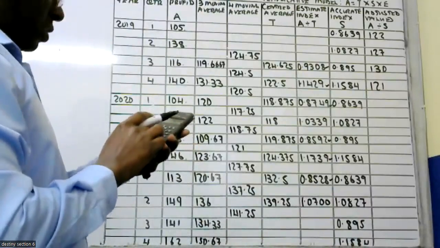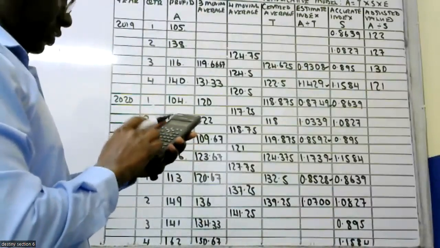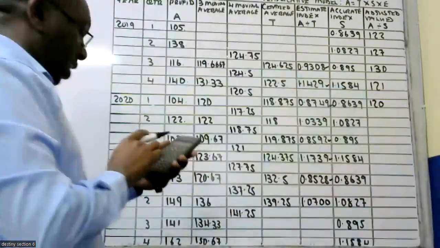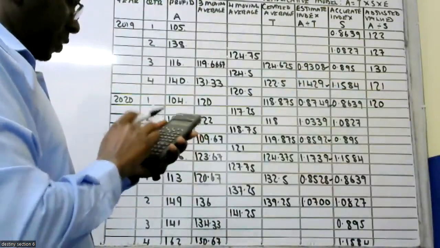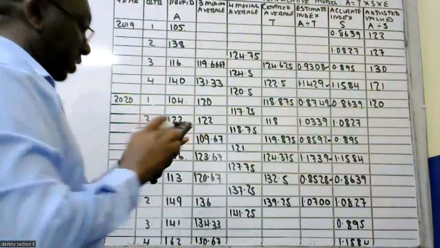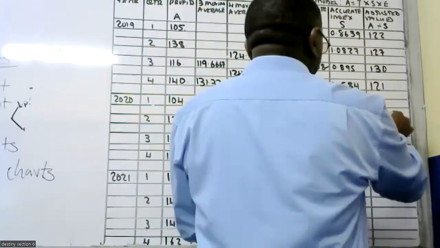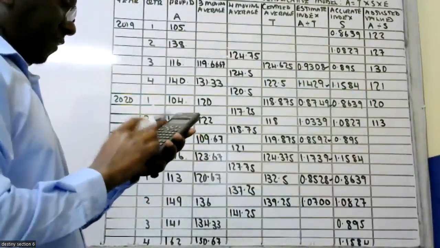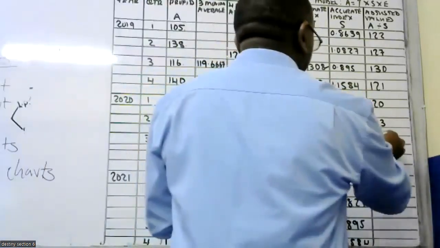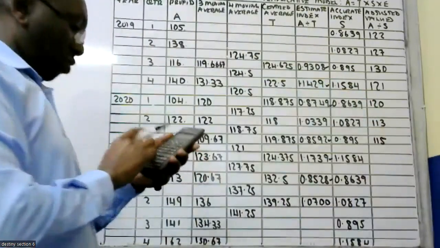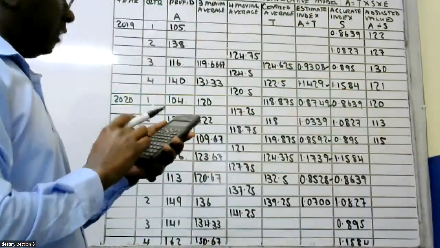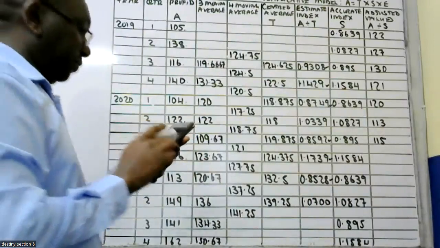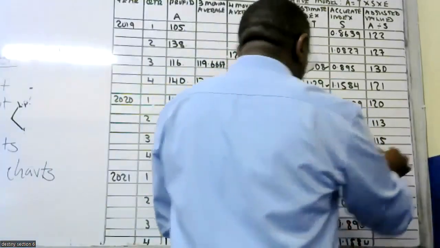104 divided by 0.8639 is 120. 122 divided by 1.0827 is 113. 103 divided by 0.895 is 115. 146 divided by 1.1584, 126.